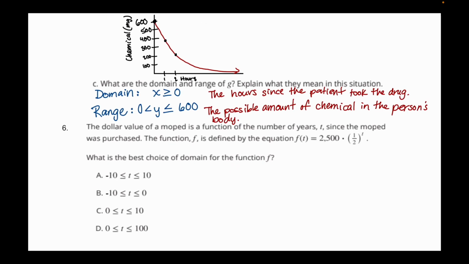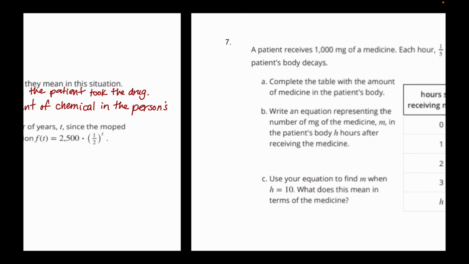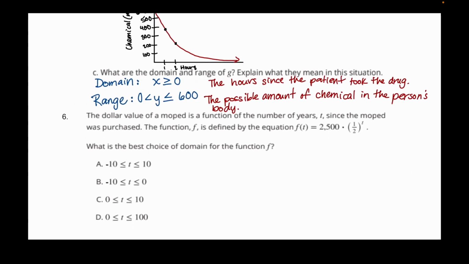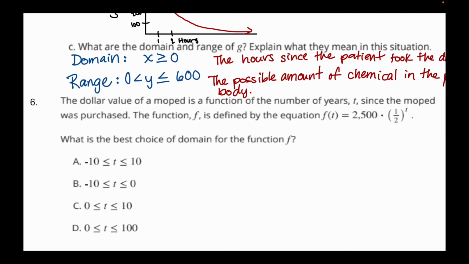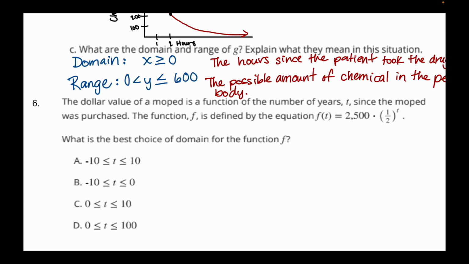Let's look at question 6. And then we have another question back here, number 7. So we are going to keep going. I thought for a second that this was only front and back, but it's more than that. So the dollar value of a moped is a function of the number of years t since the moped was purchased, and the function is defined by f of t is 2,500 times 1/2 to the power of t. What is the best choice for the domain of the function?